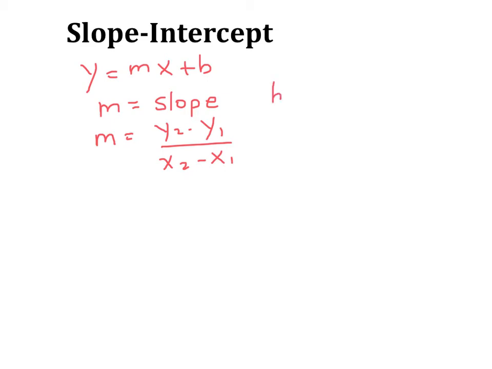And b is the y-intercept. In a previous lesson, we talked a pretty good bit about intercepts. Y-intercept is when x is equal to 0.